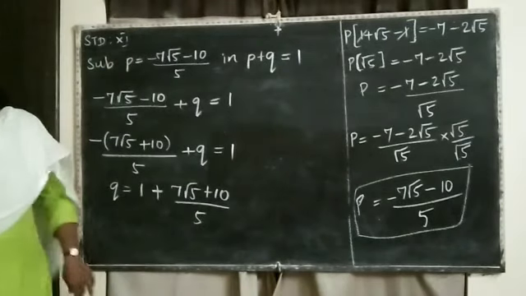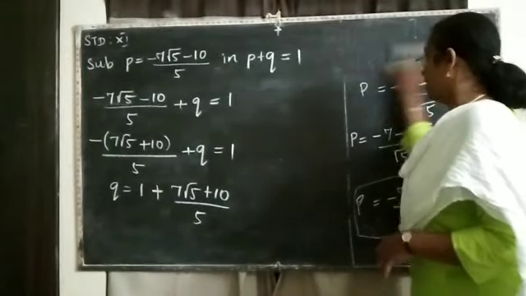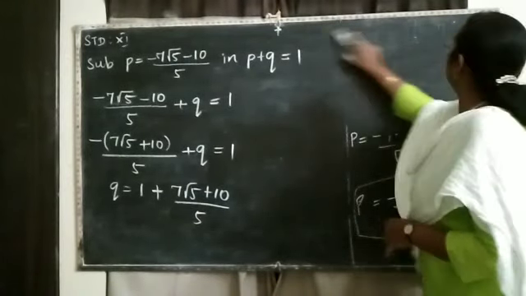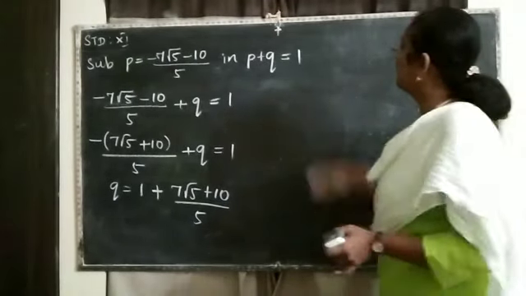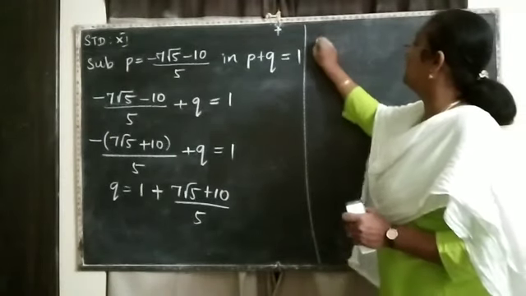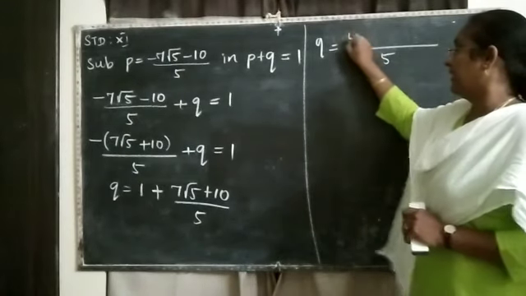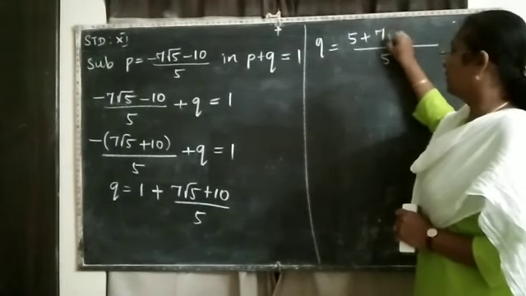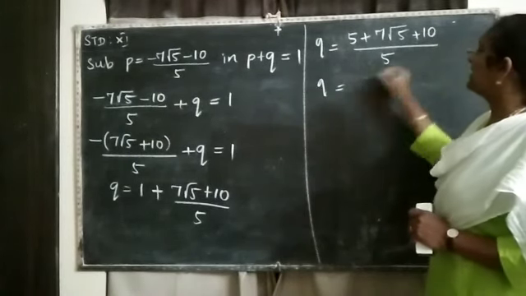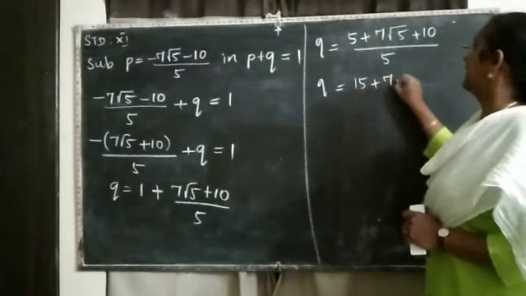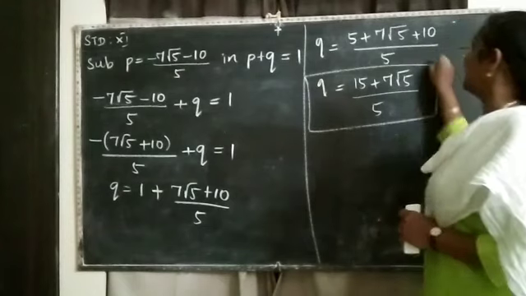5. Okay. Now we are going to make simple modifications over here in order to find the value of Q. Okay. Now look into this. Since it is a fraction, 1 plus a fraction, isn't it? So what are we going to do? We are going to take LCM. So Q will be equal to 5 plus 7 root 5 plus 10, whole divided by 5. So now look into this, very simple. 5 plus 10 is equal to 15, so (15 plus 7 root 5) whole divided by 5. So now this becomes the value of Q.